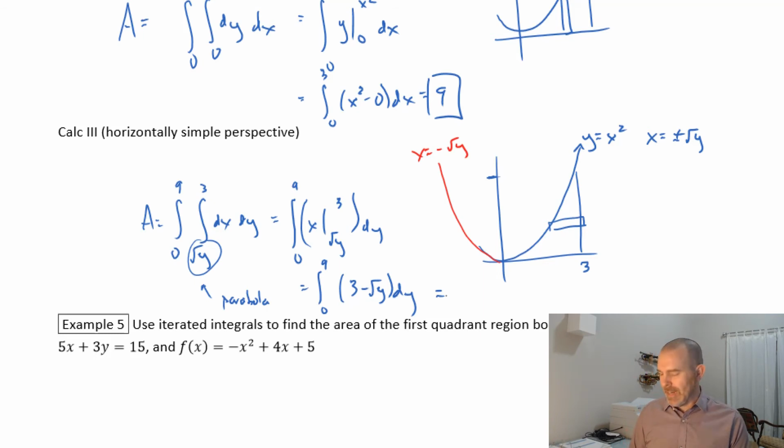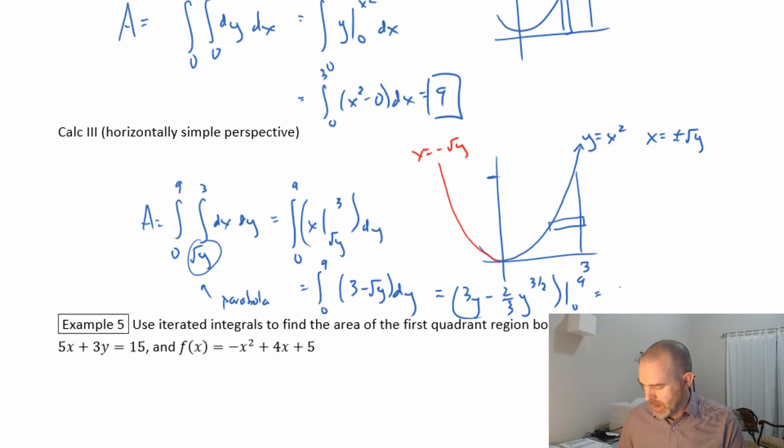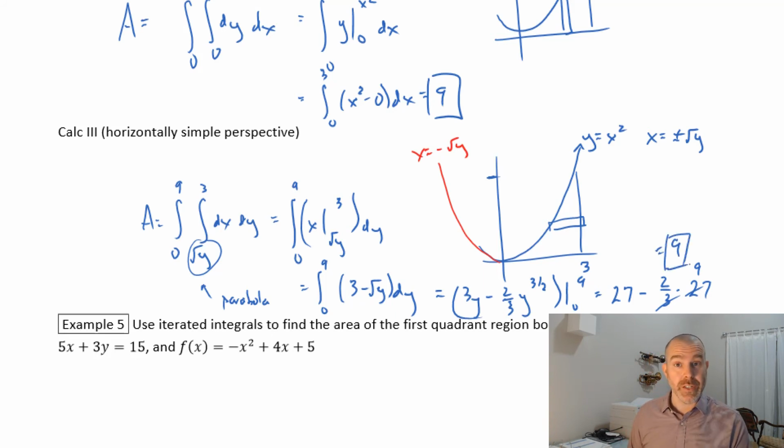Boy, this seems like a really bad idea to do it this way, but we're just practicing with the different perspectives. 3y minus, and that's y to the 1/2, so the integral will be y to the 3/2 divided by 3/2, so 2/3. Evaluating that from 0 to 9. How in the world is this going to be equal to 9? We have 3 times 9 is 27 minus 2/3 times, and then 9 to the 3/2 is the square root of 9, which is 3, and then cubed. So that's 27. That will be divided by 3. That's 9. 2 times 9, 18. 27 minus, look at that. Also 9. Very inefficient, but also 9.